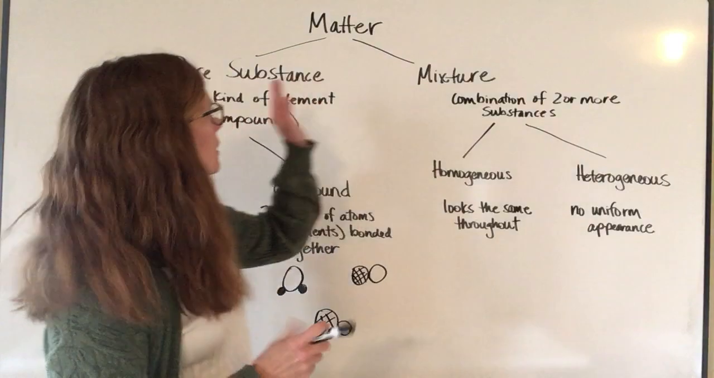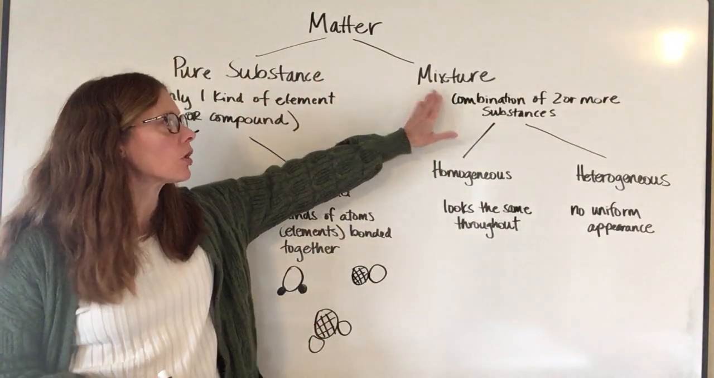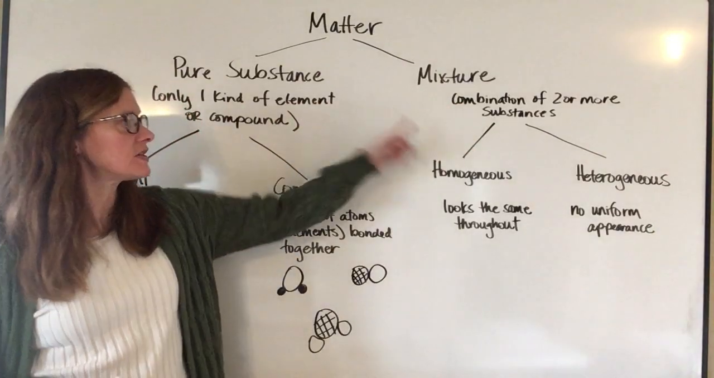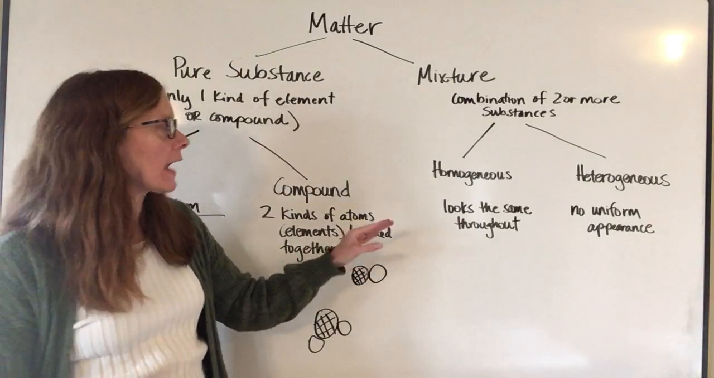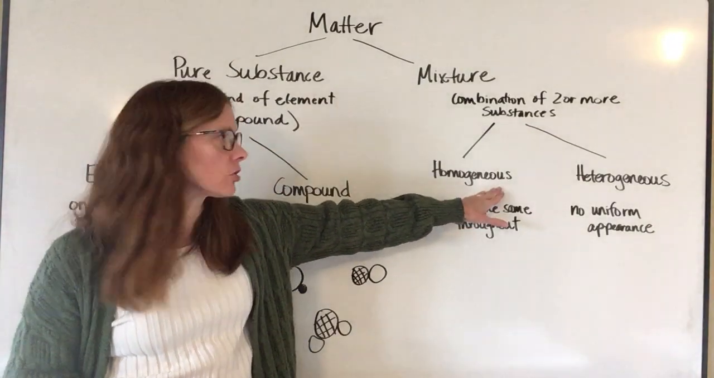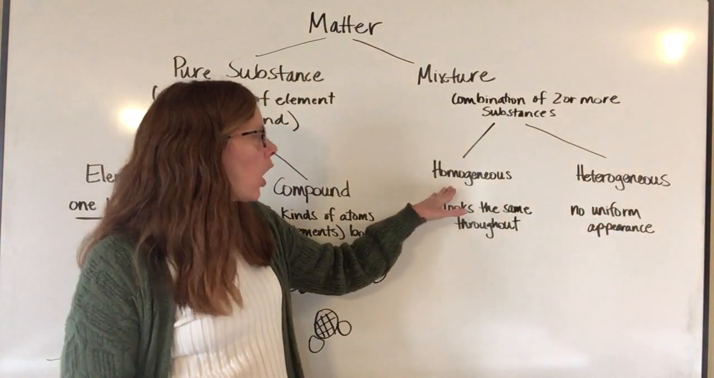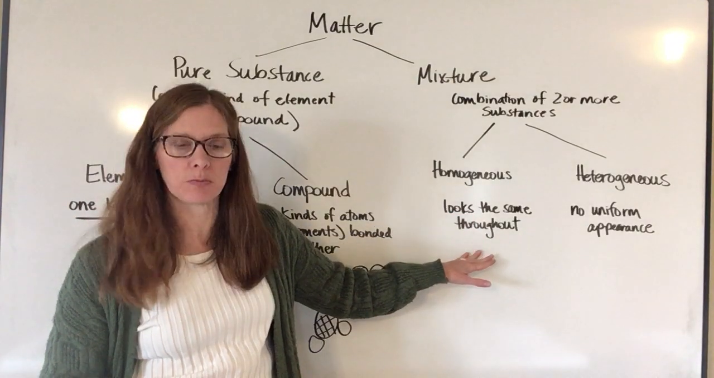Now, opposed to that, then, if it's not a pure substance, you're going to have a mixture, which is where I have a combination of two or more substances put together. And there are two different types of mixtures. I can either have a homogeneous mixture or I can have a heterogeneous mixture. And homogeneous is going to look the same all the way throughout the mixture.